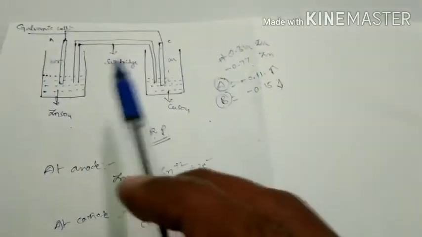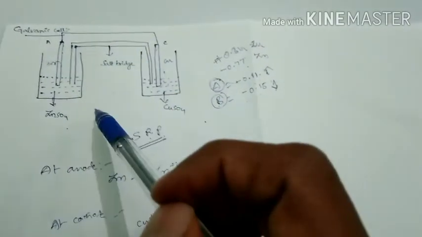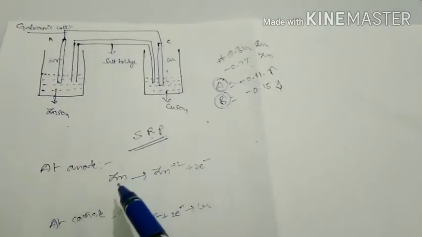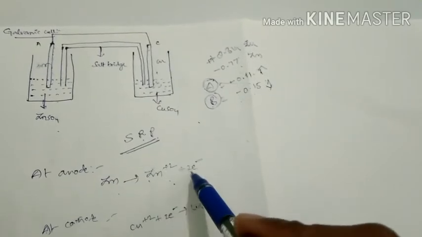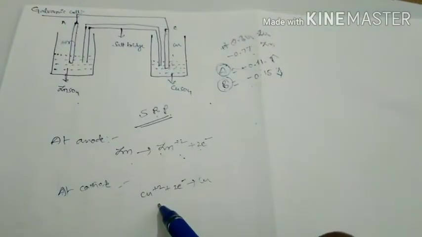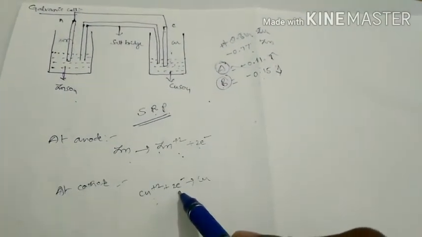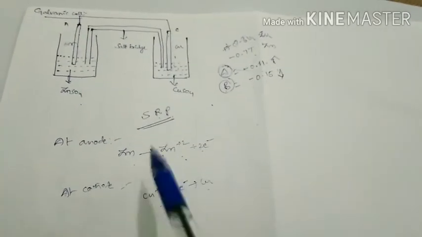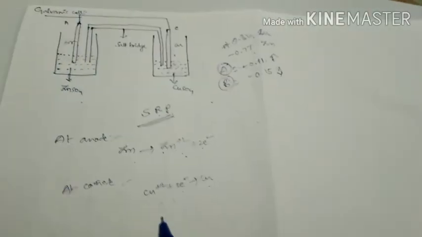Next, when these two electrodes are connected through the metallic wire externally, then reactions take place. At the anode, this reaction takes place: zinc is converted into Zn2+ ions by losing 2 electrons. At the cathode, this reaction takes place: Cu2+ gains 2 electrons and becomes copper. So these are the reactions that take place in galvanic cell. That is the working of galvanic cell.